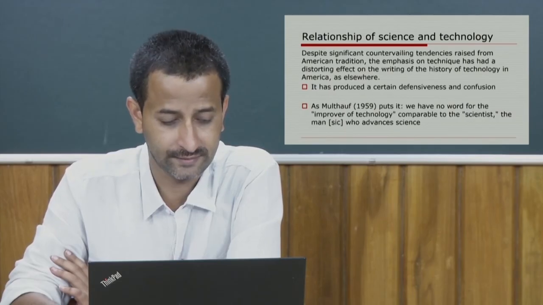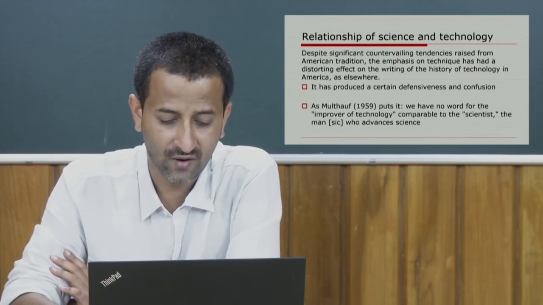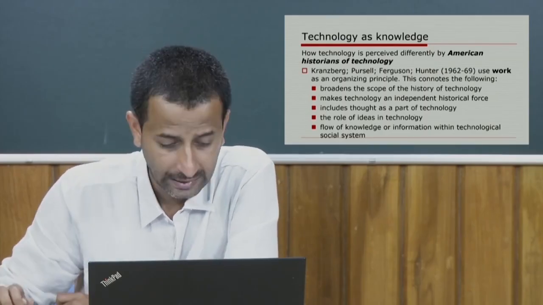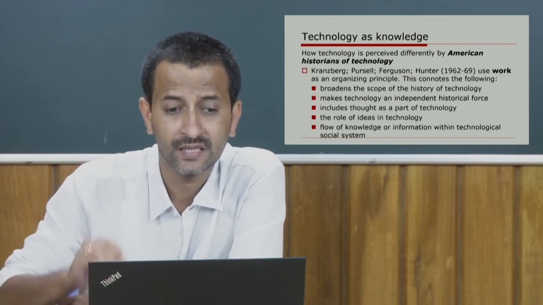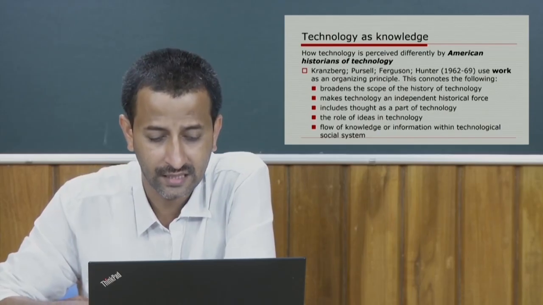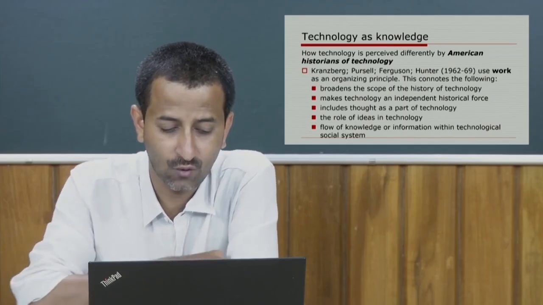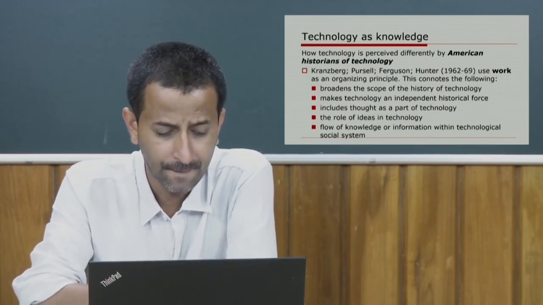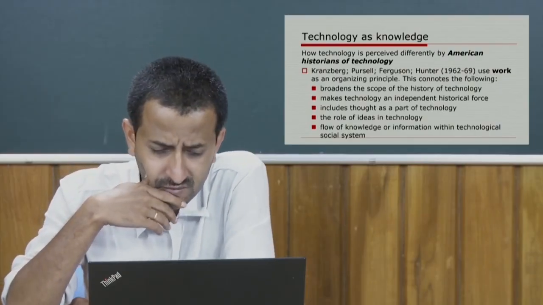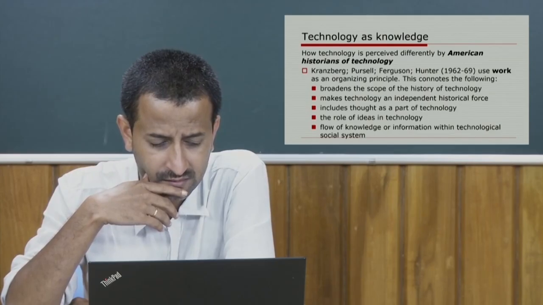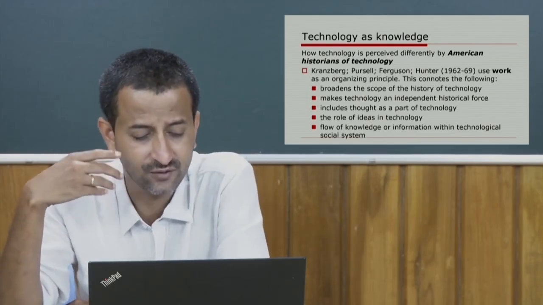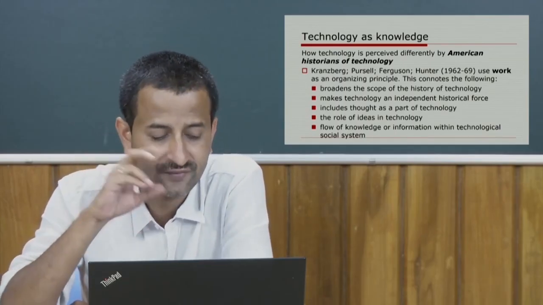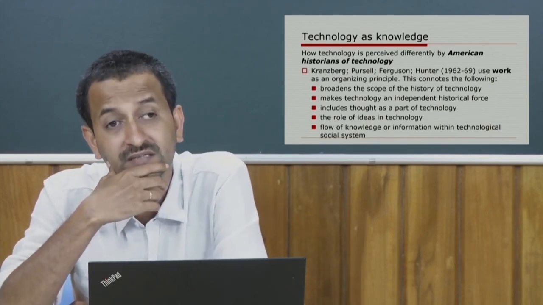Among others, they have written on the role of ideas in technology. That is the fourth point, the role of ideas in technology. And Ferguson, Derek J. Solla Price, and A. Hunter Dupree have discussed the flow of knowledge or information within a specific technological social system. Many other examples could be cited. However diverse the individual approaches, these works represent an important development whose historiographic implications deserve study.